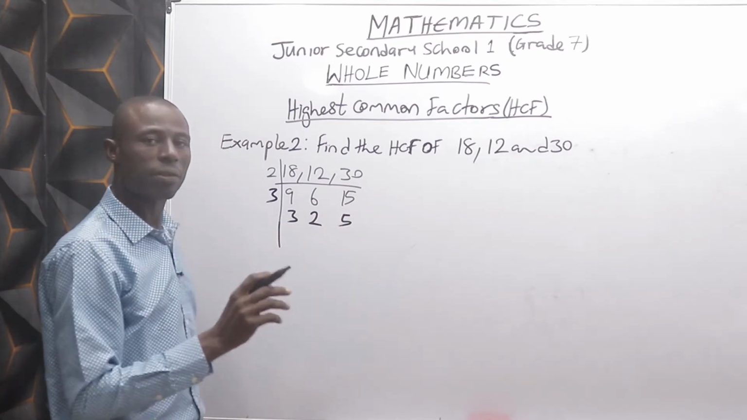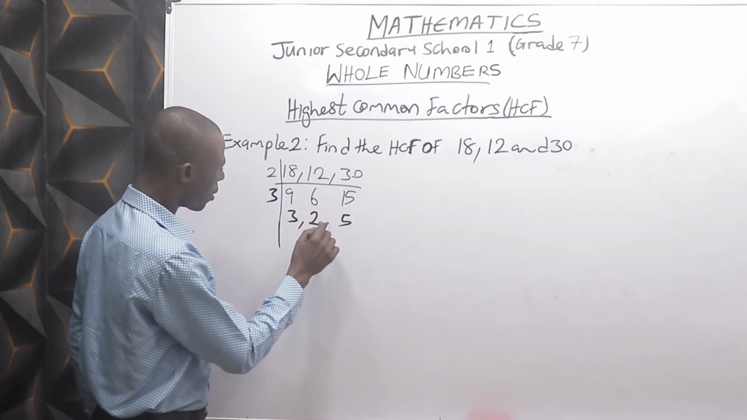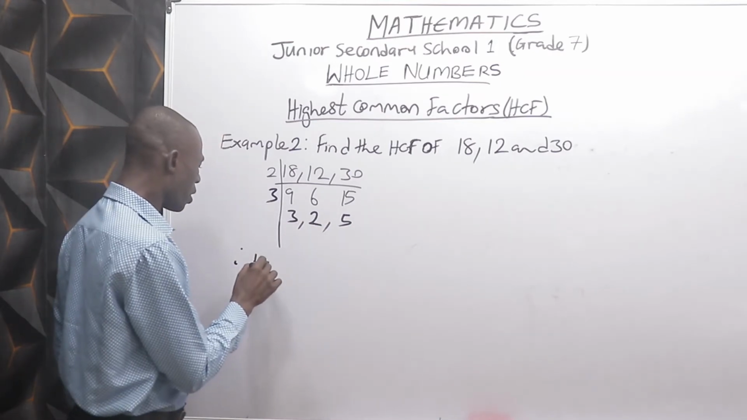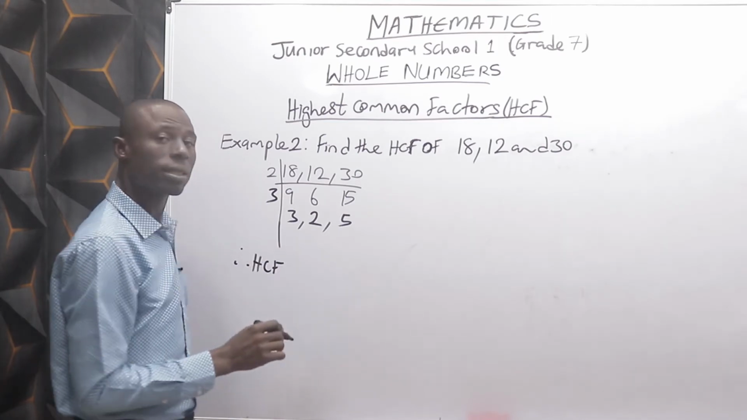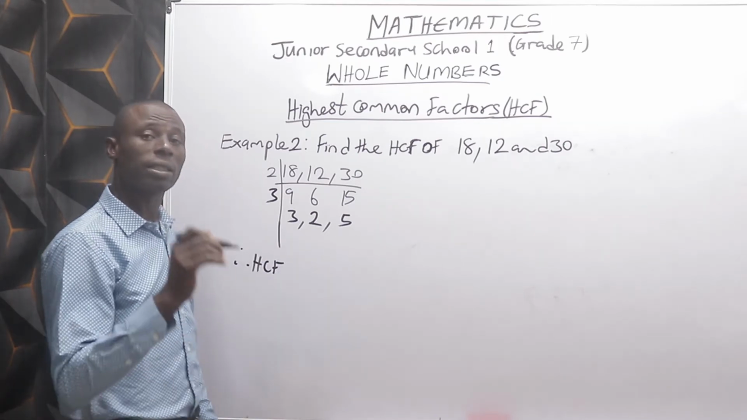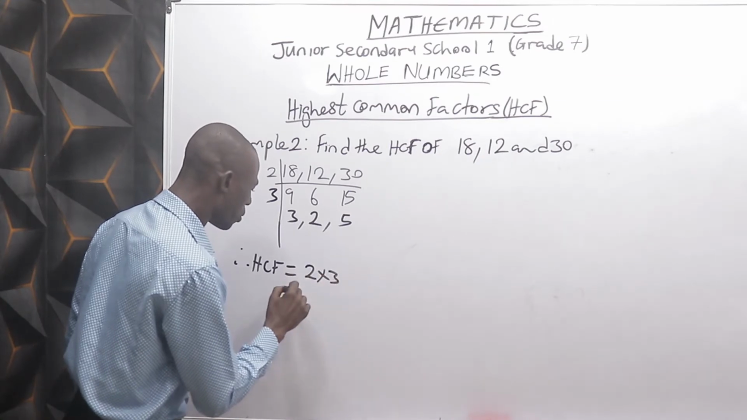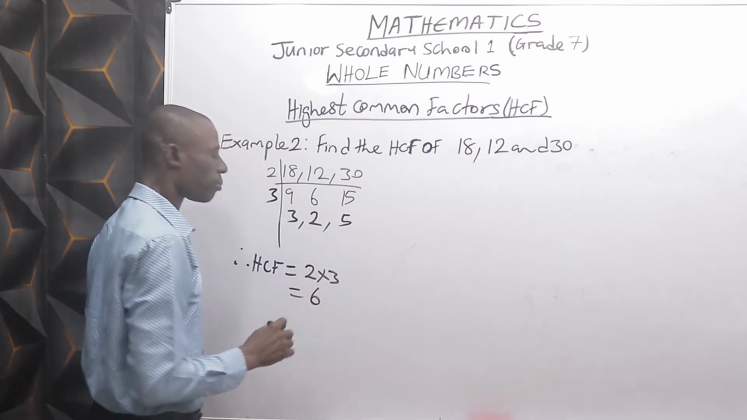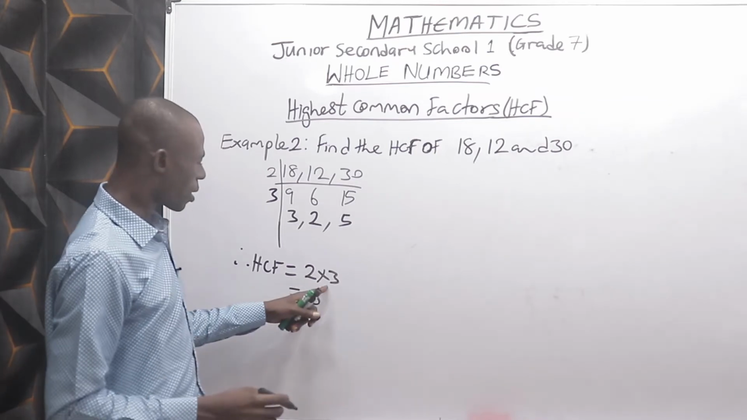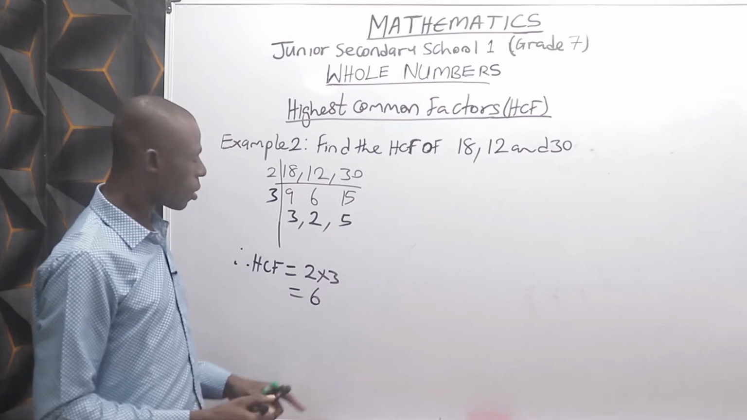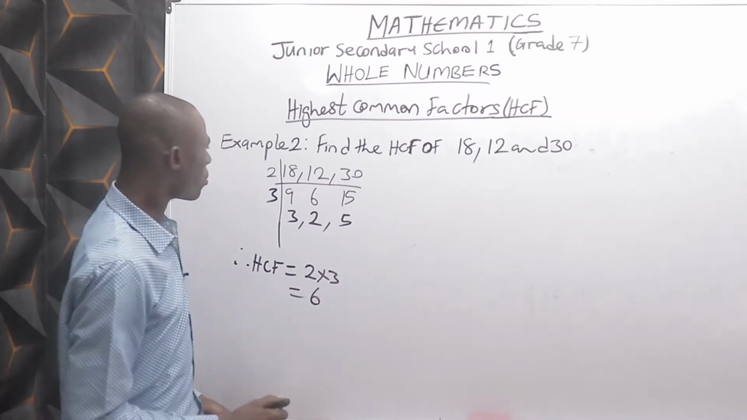Nothing again can divide the three numbers at this level. Therefore, HCF of 18, 12, and 30 is 2 times 3, which is 6. 2 times 3 as a product of prime factors, or 6 as a number.